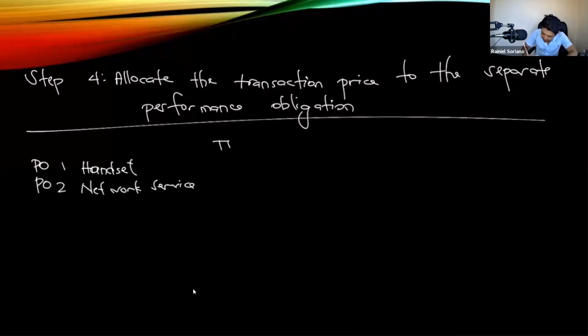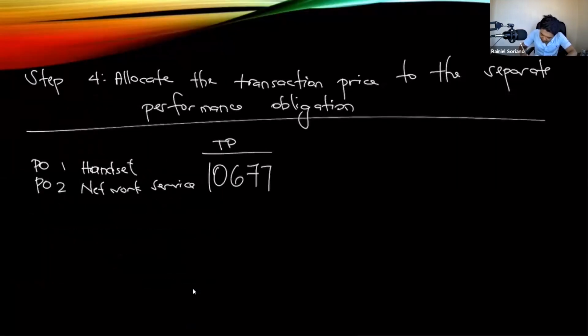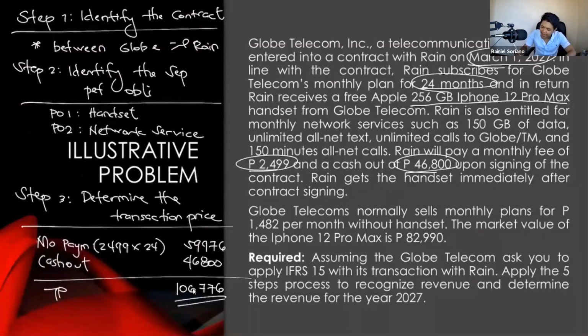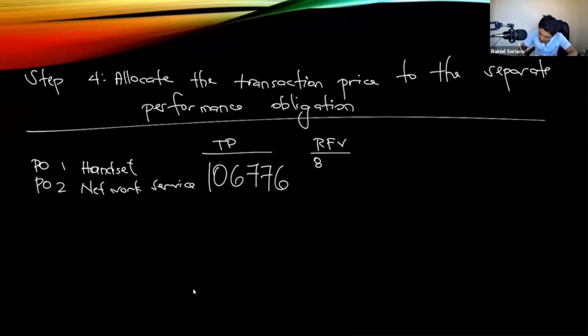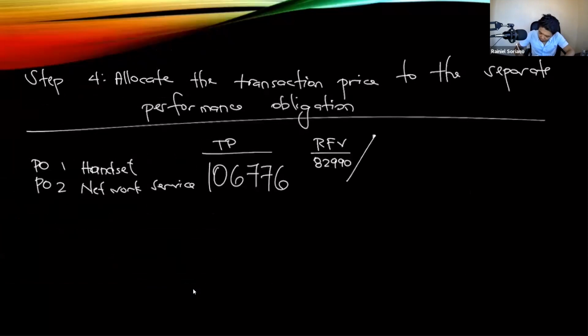Okay? So transaction price as computed a while ago is equal to 106,776. So I'll put here, 106,776. Relative fair value on the other hand of the 2 is equal to how much? For the handset, that's 82,990. So I'll put here, 82,990. Then for the network service, that's equal to 1,482 because that's the standalone selling price. Okay? So that's equal to 1,482 times 24 months kasi 24 months yun. So 1,482 times 24, this is equal to 35,568. Okay? So magkano yung total? 82,990 plus 35,568 is equal to 118,558.